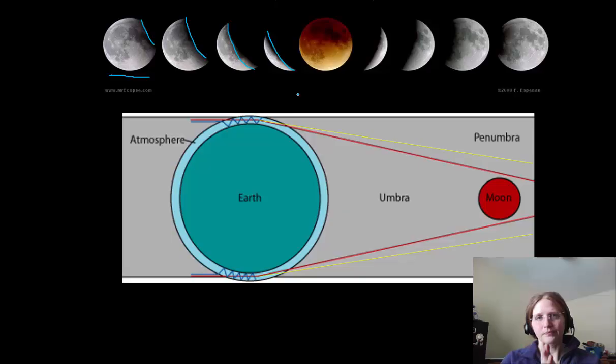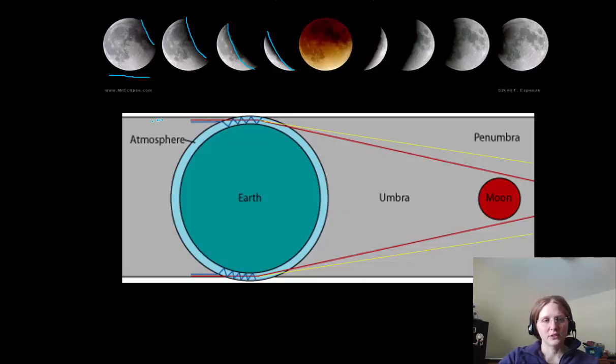And if it's in complete shadow, why is it red? Why is there any red light at all? If Earth didn't have an atmosphere, it wouldn't have the red tint at all. It would be in complete shadow. It would be dark, much darker than this. But Earth does have an atmosphere, and that can tweak the light a little bit and end up shining some red light on the moon.